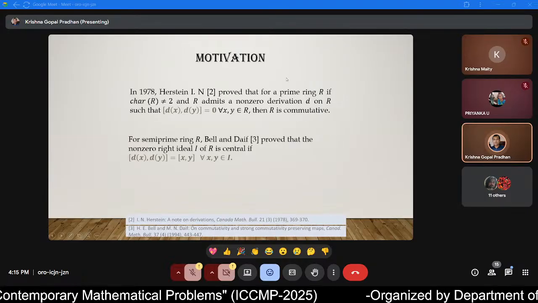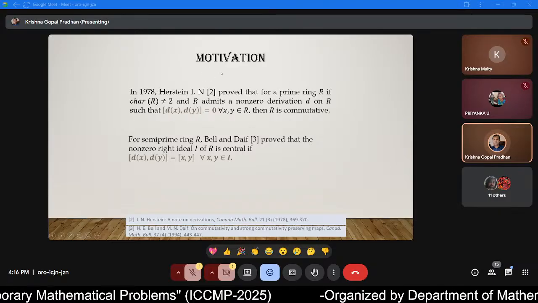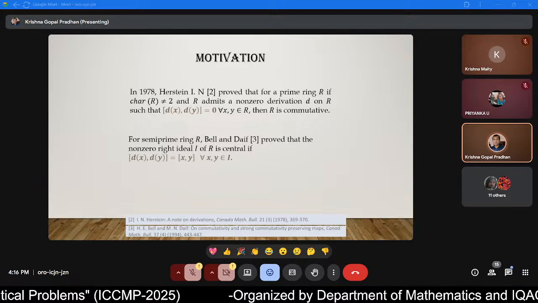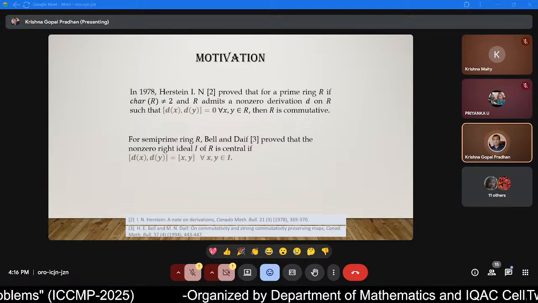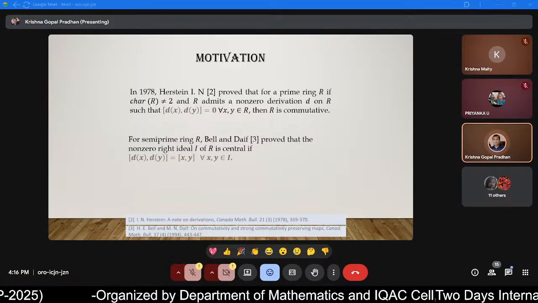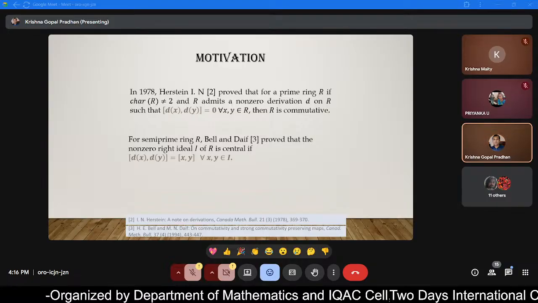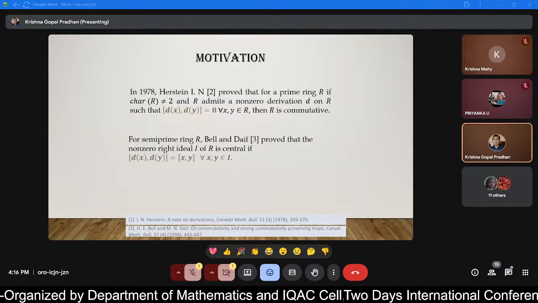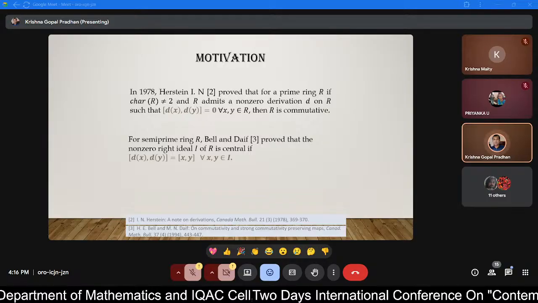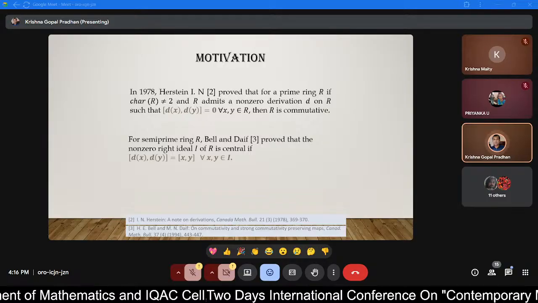So the motivation of this paper: in 1978, Hastings proved that for a prime ring R, if characteristic of R is not equal to 2 and R admits a non-zero derivation D on R such that the commutator of D of X and D of Y equals 0 for all X, Y belonging to R, then R is commutative.